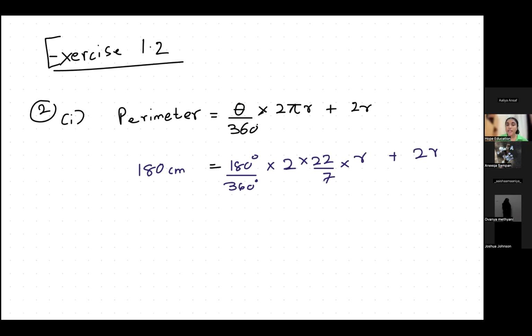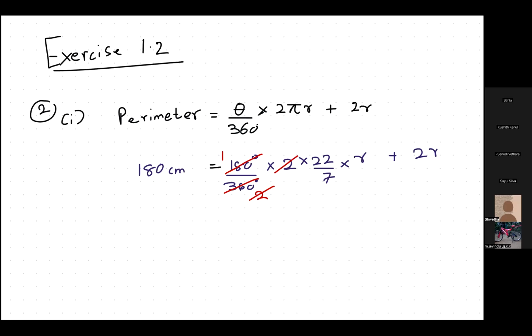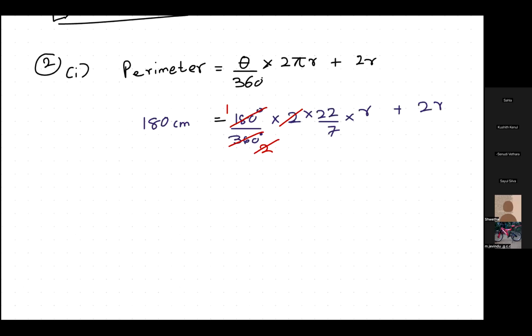Then you know 180 times 1 is 180. 180 times 2 is 360. Then here the 2 cancels. So this 2 and this 2 will get cancelled. So that is it. Okay. So I will write the remaining ones. On this side 180, on this side 22 over 7 r plus 2r. How do we simplify this further?